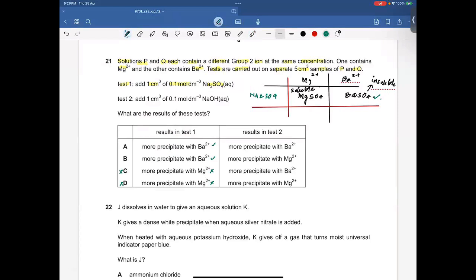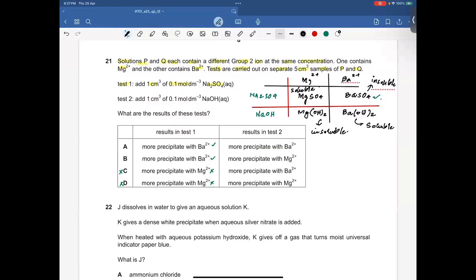Let's talk about sodium hydroxide, which is our next test. When sodium hydroxide is used, it will turn to magnesium hydroxide and it will turn to barium hydroxide. According to my lecture, group 2 metal hydroxide solubility increases from magnesium to barium hydroxide. That indicates that barium hydroxide is soluble. You will get the colorless solution, whereas magnesium hydroxide is insoluble, and so you will get the precipitates.